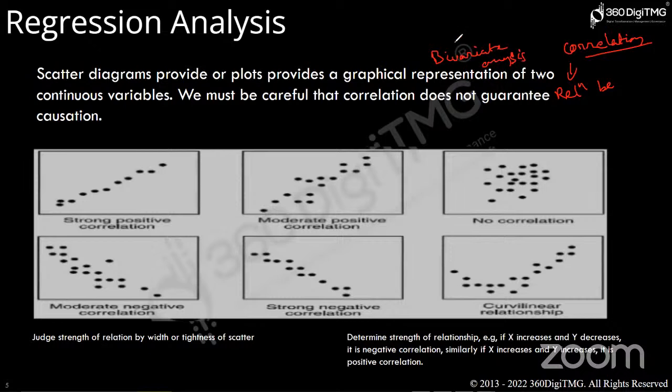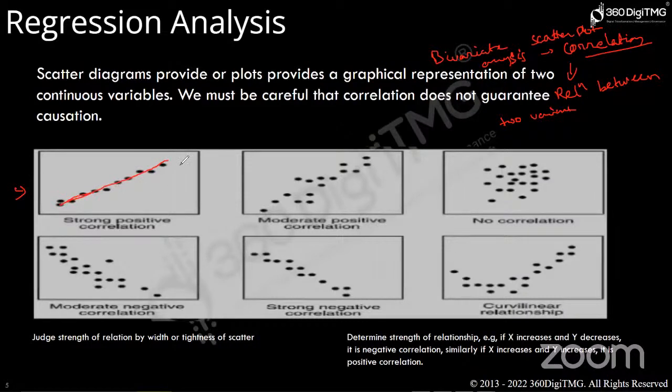It is a bivariate analysis. It is a correlation plot, or we can call it a scatter plot. This is a bivariate analysis, and it shows the relation between two variables.